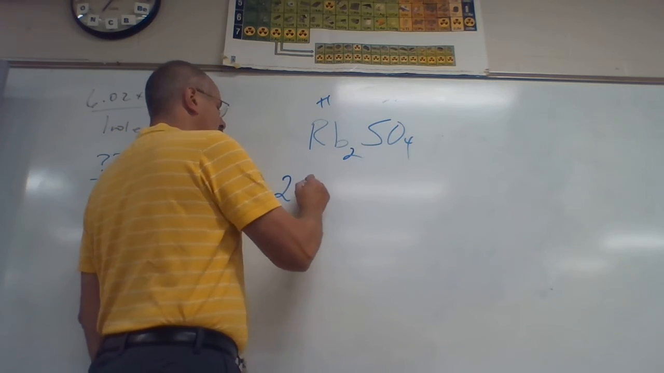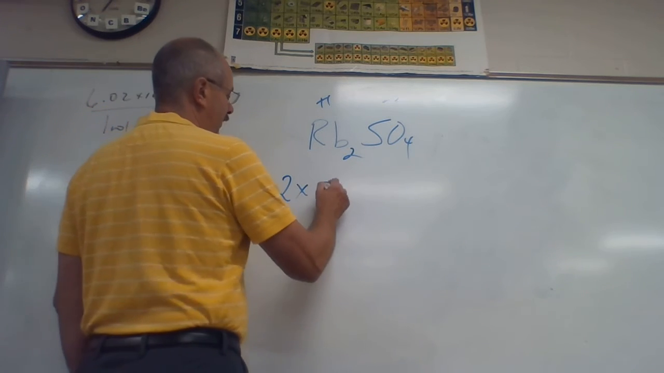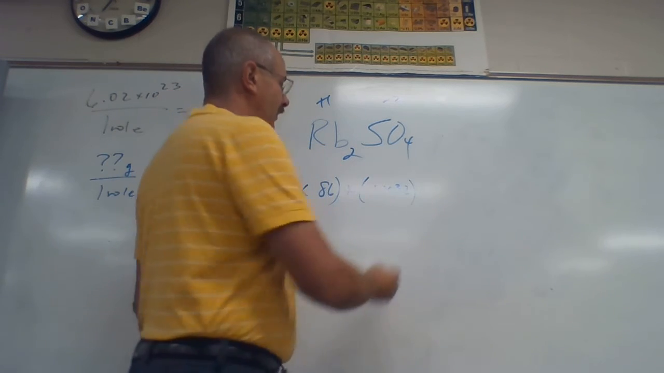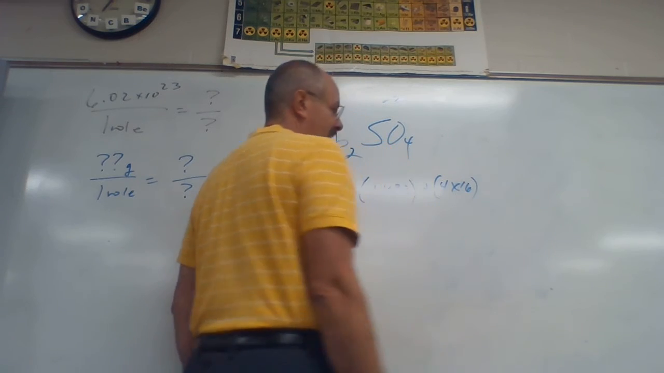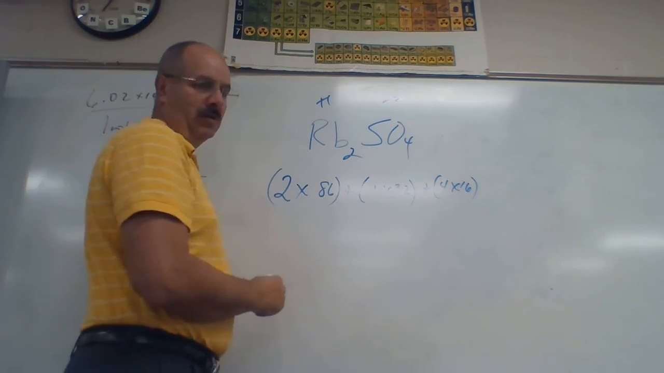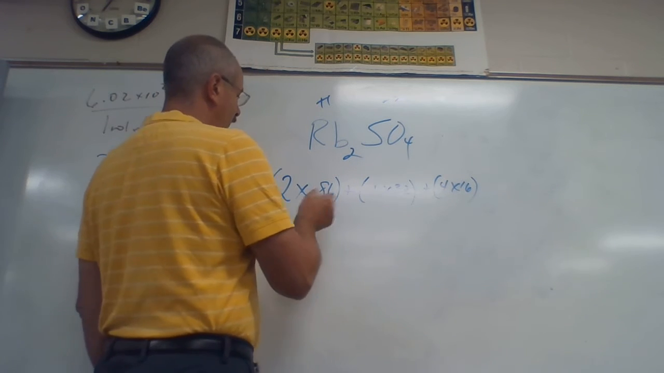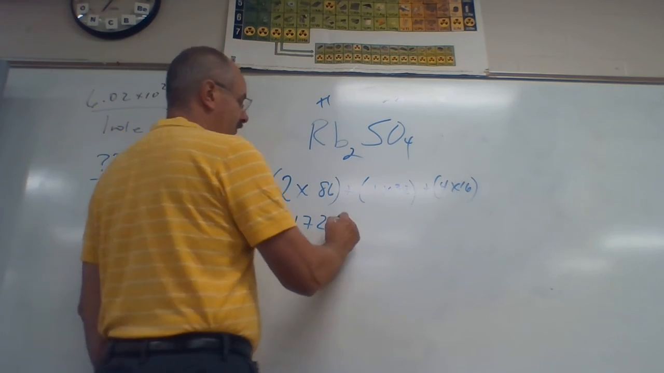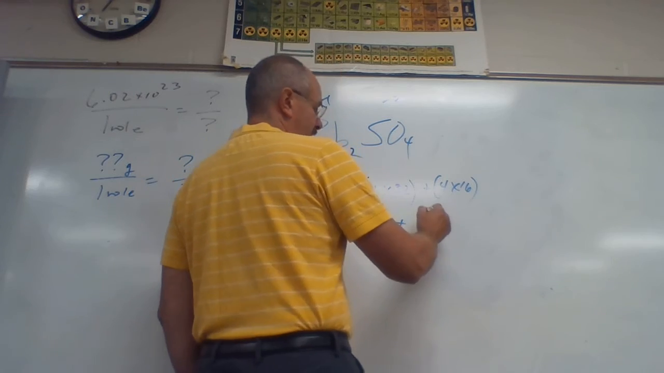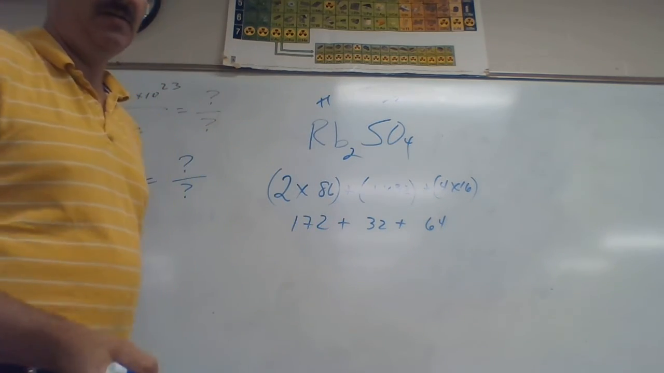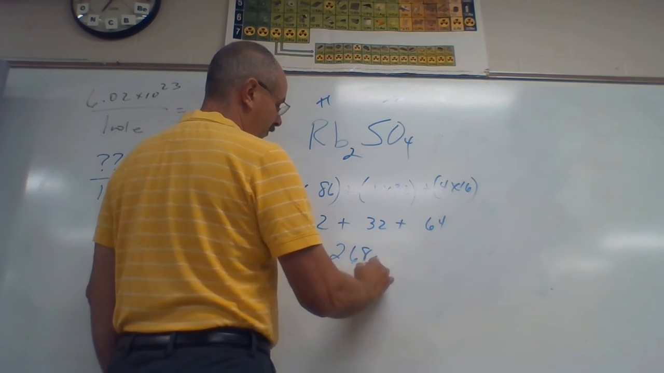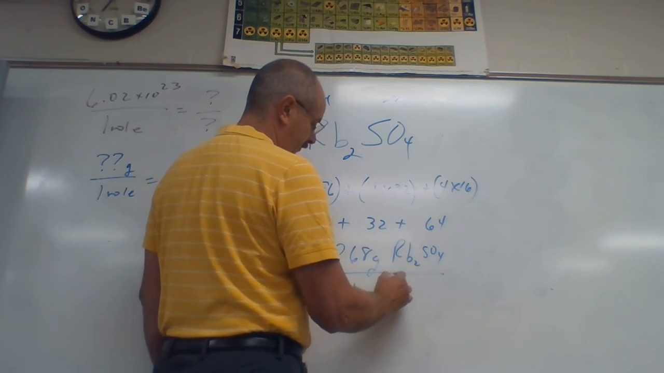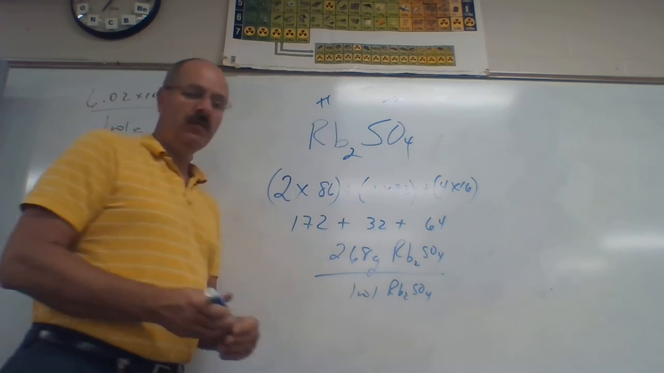Now I can go through this and go, well, 2 times the mass of rubidium is 86, plus I got 1 sulfur times his mass is 32 from the periodic table, plus there's 4 oxygens times his mass is 16. I just got to add these up. So 2 times 86 is 172, plus 32, plus 64. Now if I add those up, I get 268 grams of rubidium sulfate per 1 mole of rubidium sulfate. So there's my final answer on this.